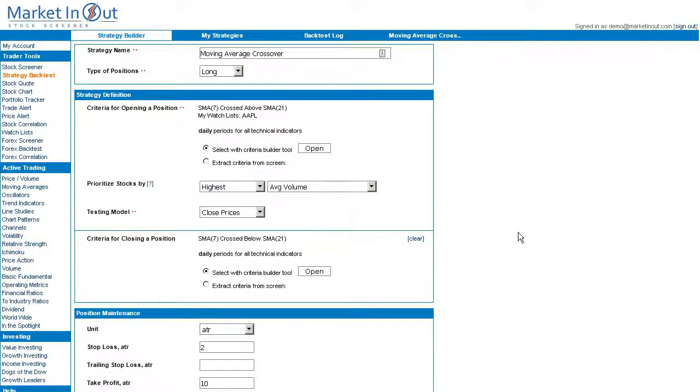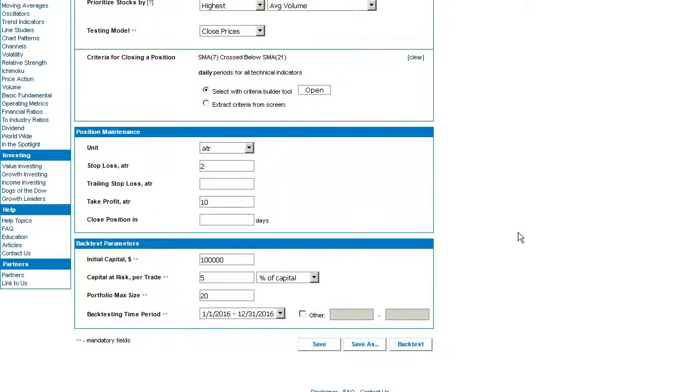Since the trading simulator will run on one security only, just for testing purposes, let's set the Capital at Risk per Trade parameter to 100%. Setting this parameter to 100% allows us to correctly compare this strategy with the previously backtested strategy where we risked 5% on a trade but had a portfolio size of 20 positions.